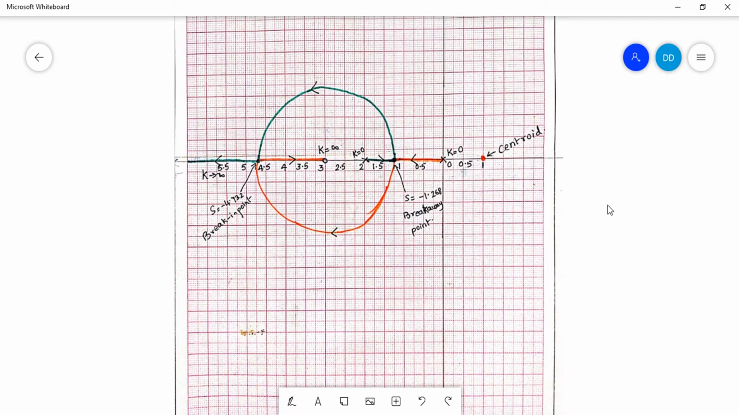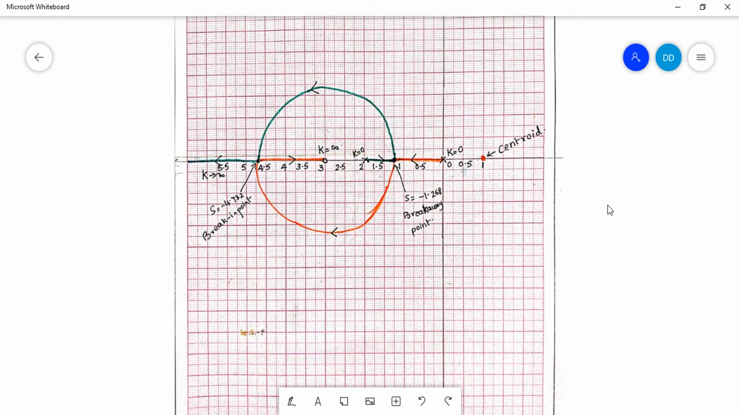So one branch starts at 0. The orange line which you can see, the first branch starts at open loop pole S equal to 0, where K is equal to 0. It breaks at minus 1.268 at an angle of 90 degree. It travels and it re-enters at a point minus 4.732 and terminates at S equal to minus 3, where K is infinity.